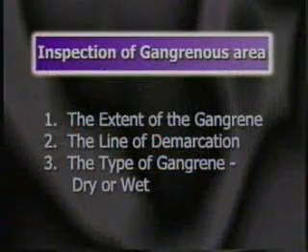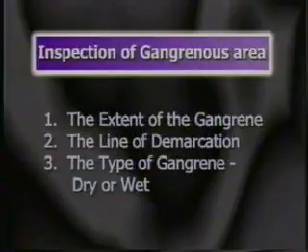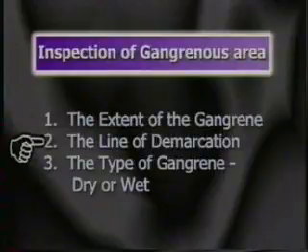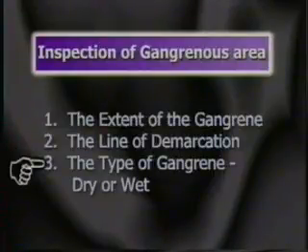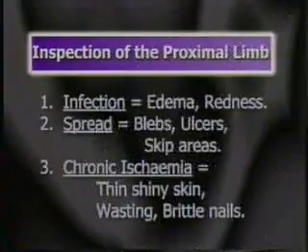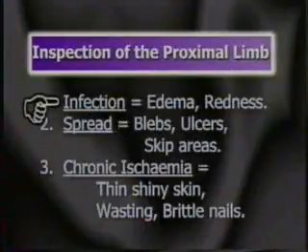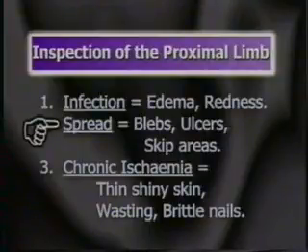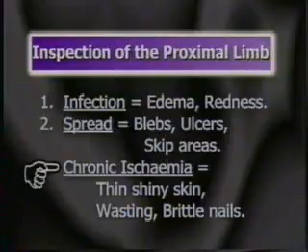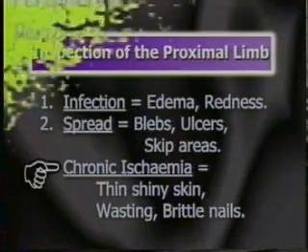To revise, first inspect the gangrenous area. Note the extent of the gangrene, the line of demarcation, and the type of gangrene, whether dry or wet. Then examine the proximal limb for evidence of infection, that is edema and redness, for evidence of spread of gangrene, that is blebs, ulcerations and skip areas, and evidence of chronic ischemia, thin shiny skin with scanty hair, wasting and brittle nails with transverse ridges. Now let us proceed to palpation.